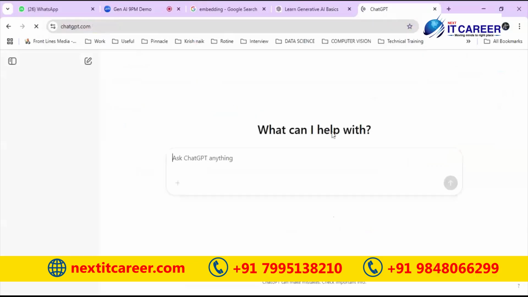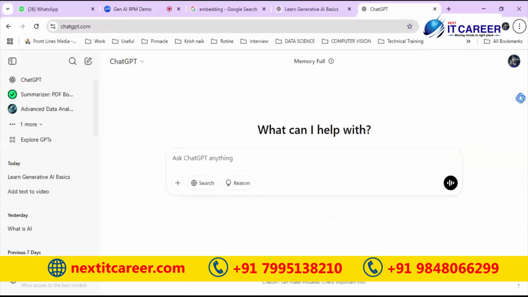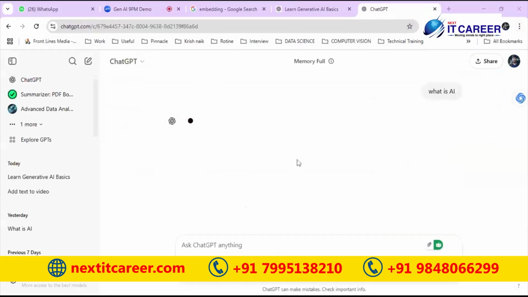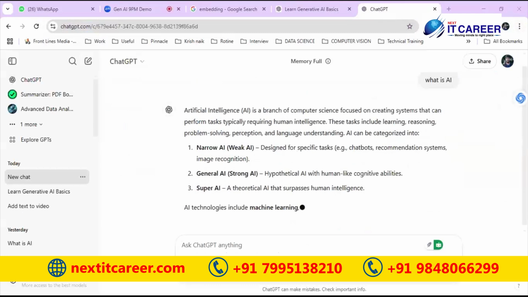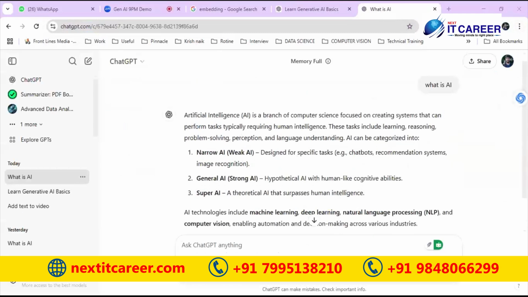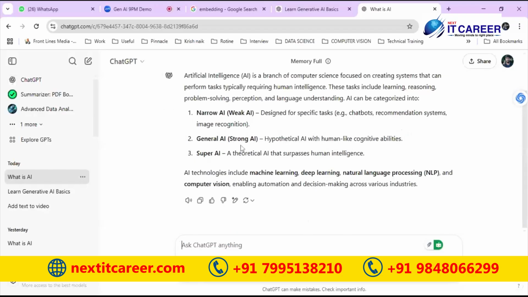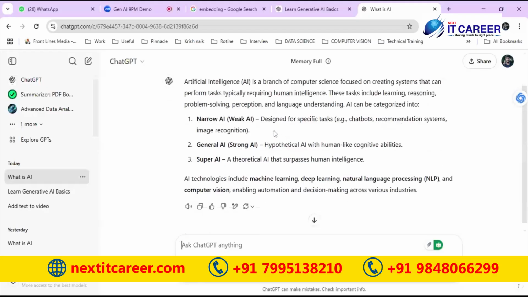Now if I ask, for example, what is AI means, I will get some answer. I will get very generic information for sure, right? What is AI means? So I will get very generic information. Can you see? Narrow AI is there, general AI is there, super AI is there. So the very generic information of our artificial intelligence.